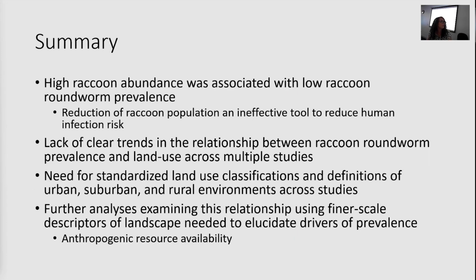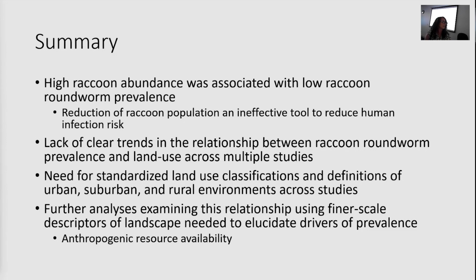So in summary, high raccoon abundance was associated with low raccoon roundworm prevalence. This suggests that reducing the raccoon population size would be ineffective to reduce human infection risk. And also the lack of a clear trend in the relationship between urbanization and raccoon roundworm prevalence highlights the need for standardized land use classifications and definitions of urban, suburban, and rural environments across studies so that we can better compare across studies. And then also further analyses examining this relationship with finer scale descriptors of landscape are really needed to understand what's driving prevalence in raccoons.